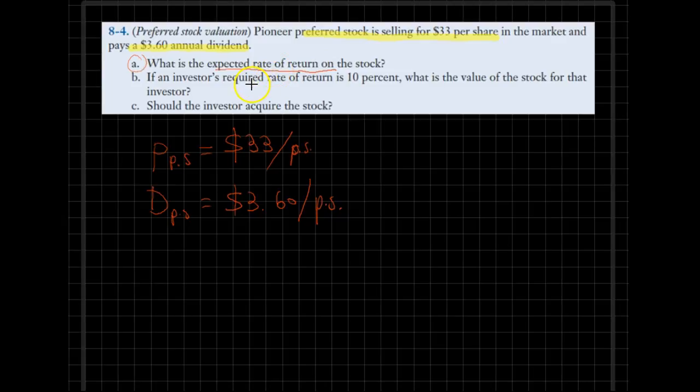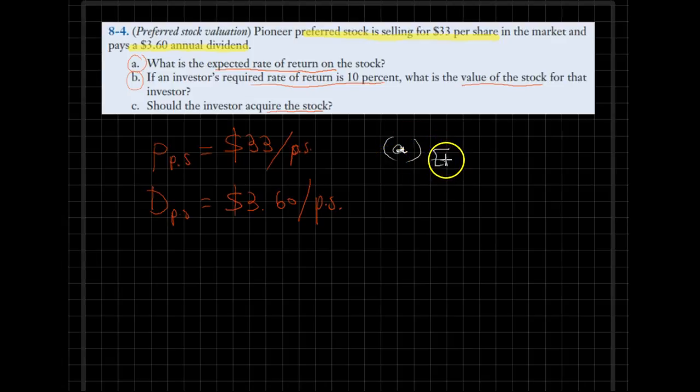and in the second part of the problem the required rate of return is given, and we are to figure out the valuation of the bond. And finally, we are to decide whether we want to buy this bond or not. So let's move into the first part of the problem, which would be to figure out the expected rate of return of the stock. Let's do it over here.